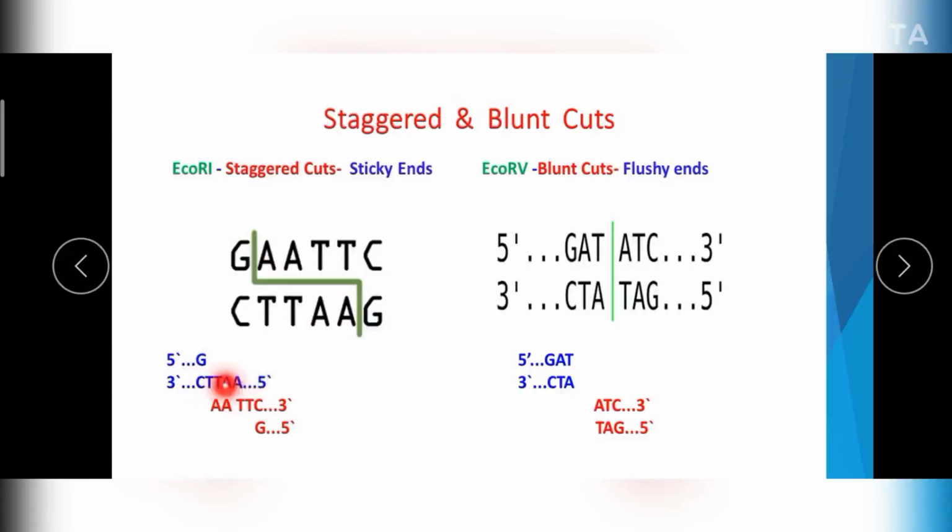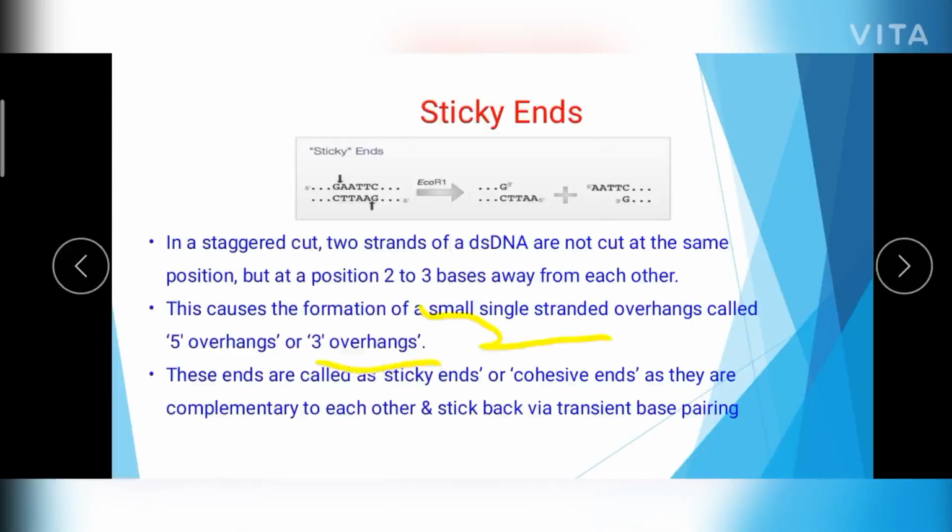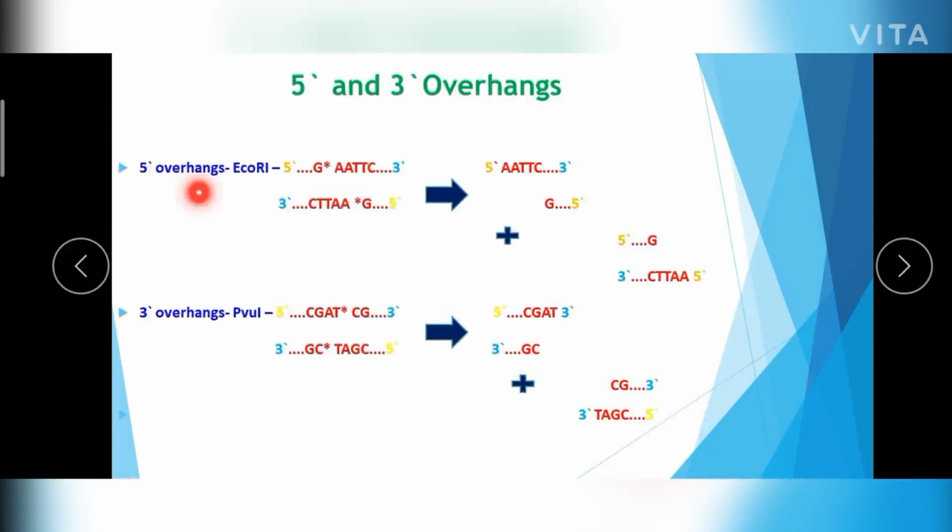The sticky ends have single stranded regions at either the 5' or 3' end. These single stranded regions are called overhangs, 5' or 3' overhangs, and they are also called cohesive ends or protruding ends. As they are complementary to each other, they stick back again by means of transient base pairing. Staggered cuts are able to generate either 5' or 3' overhangs. EcoRI is the enzyme which generates 5' overhangs.